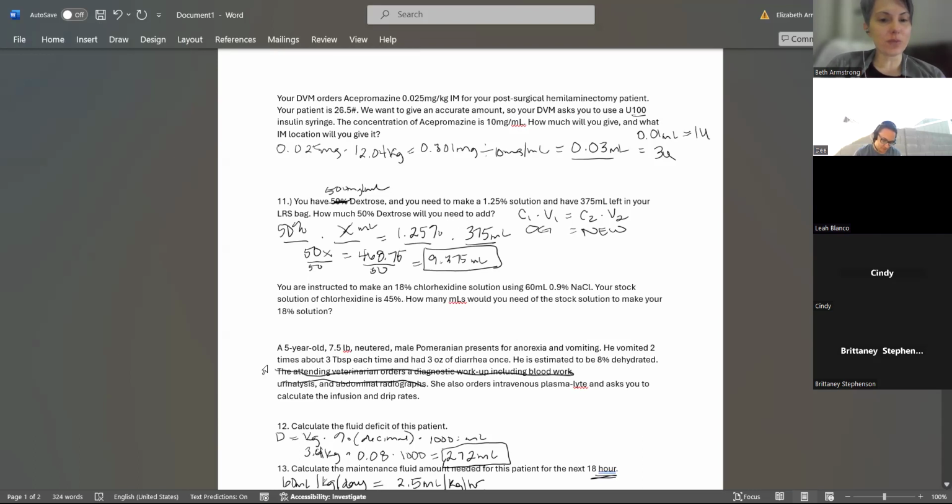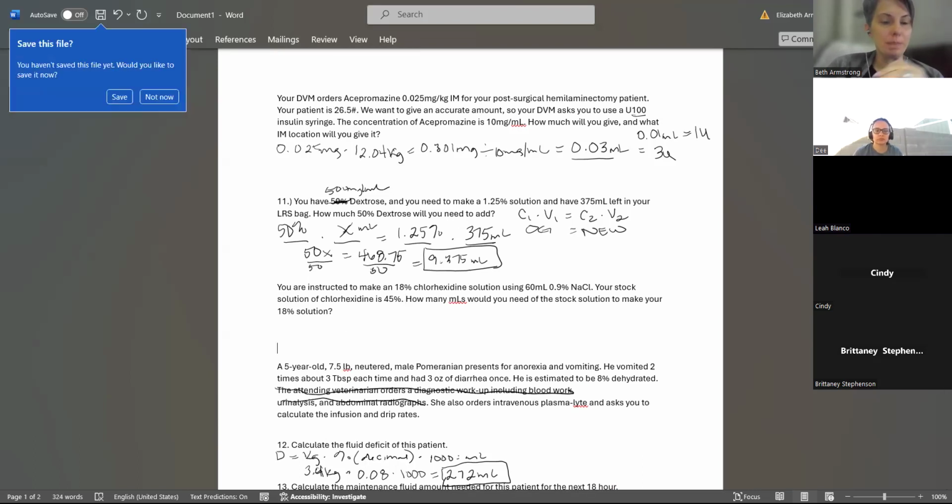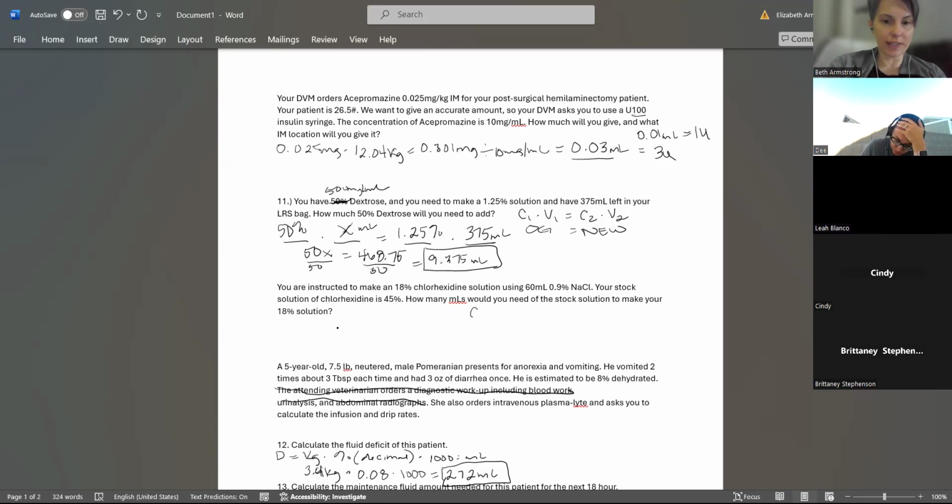Okay, so let's do one more of these so you guys have it down pat. We're instructed to make an 18% chlorhexidine solution using 60 mLs of 0.9% NaCl. Our stock solution of chlorhexidine is 45%. So how many mLs will we need from our stock solution to make that 18%? Again, we're doing C1 times V1 equals C2 times V2.